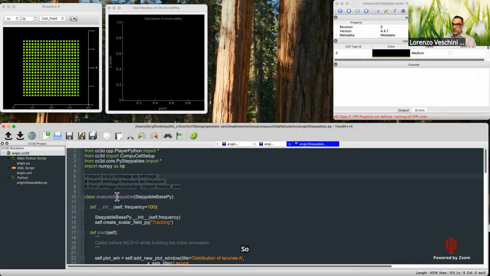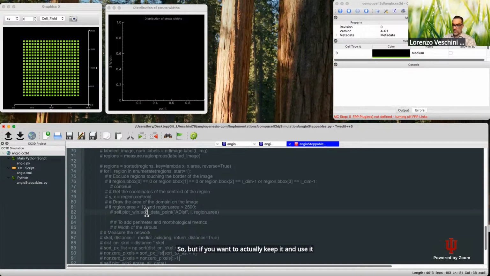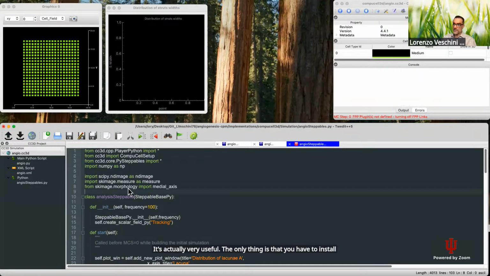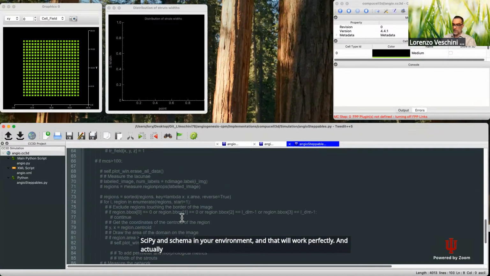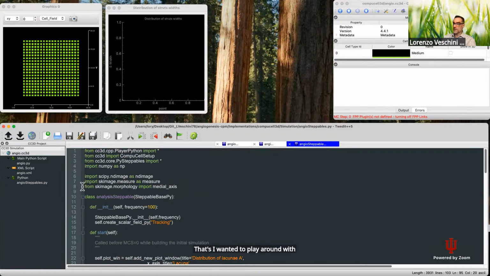But if you want to actually keep it and use it, it's actually very useful. The only thing is that you have to pip install SciPy and scikit-image in your environment, and that will work perfectly. And actually something worth doing for the next time. In the source code, there are no component walls apart from a scene. Yes, that's fun, actually. I wanted to play around with that with you today. Yes, exactly. Or pip install scikit-image.